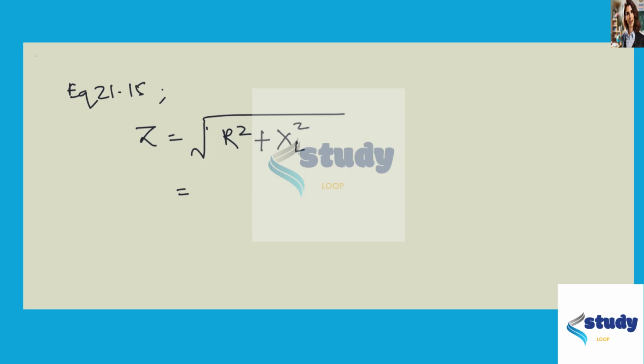Now, in order to substitute for XL, that is the inductive reactance, we use equation 21.11b. So that gives the reactance of the inductor here, and that is equal to 2 pi times frequency times inductance, square of that.